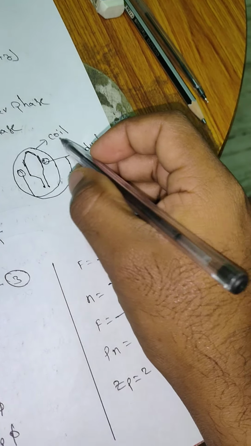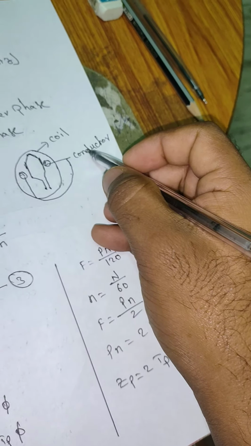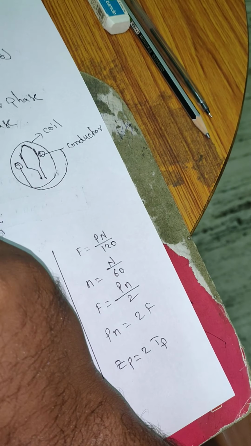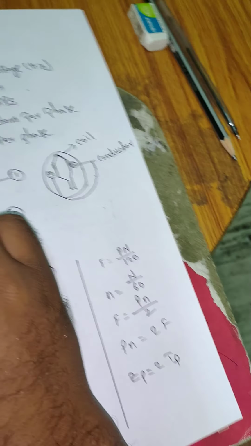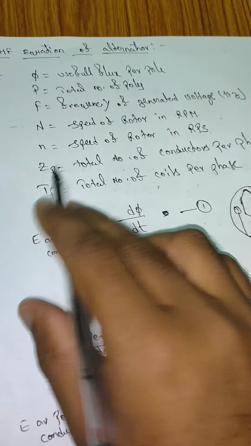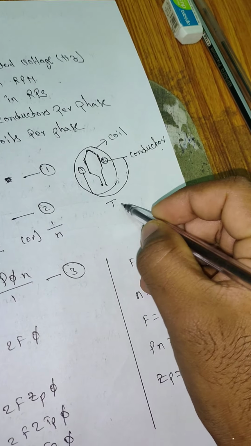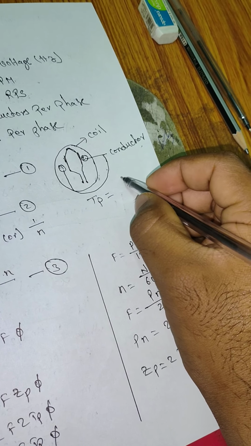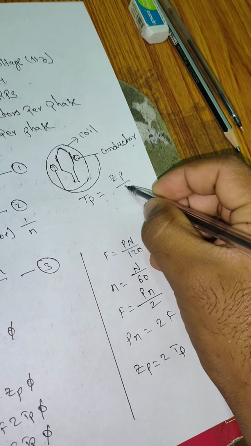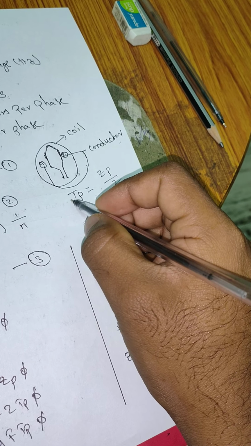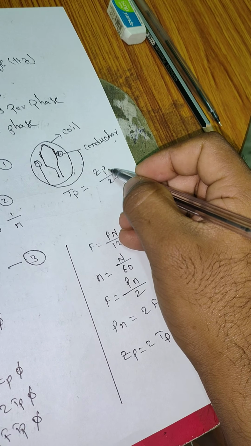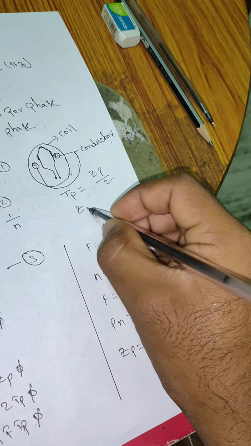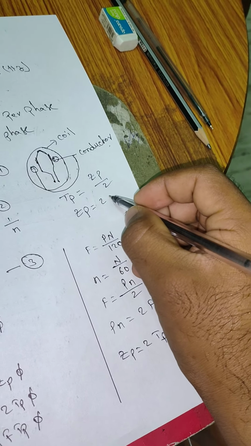Now this is the difference. For every coil we have two conductors. For that one we can call it a coil, which will be represented with TP, and the conductors will be represented with ZP. Now for a coil, TP is equal to ZP by 2, because for one coil we have two conductors. Finally I can write ZP is equal to 2 into TP.